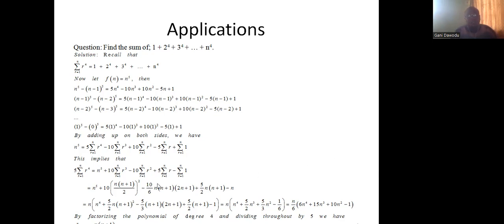So those ones, if you put them in their respective offices, this will result. All you need to do is to simplify further and use these 5 to divide throughout so that you have an expression that looks like it. And you can check whether it works. Iterate it for r equals 1, r equals 2, and see whether it will be equal to the right-hand side.